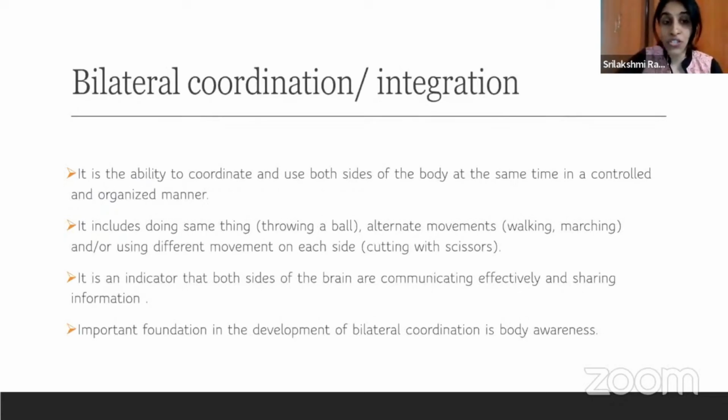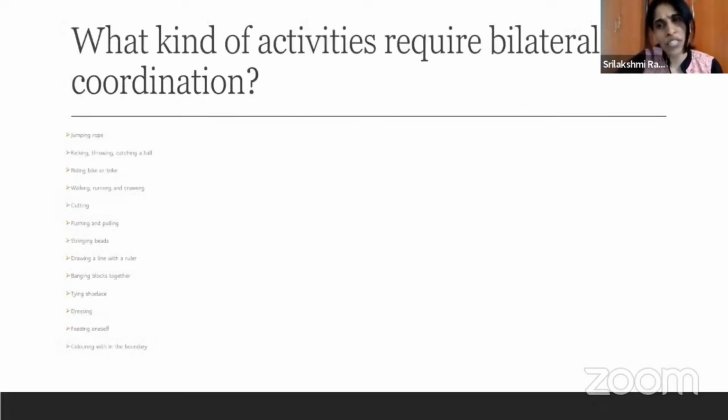Bilateral coordination or integration is the ability to coordinate and use both sides of the body at the same time in a controlled and organized manner. It includes doing the same thing, alternating movements, or using different movements on each side. It is an indicator that both sides of the brain are communicating effectively and sharing information well. An important foundation in the development of bilateral coordination is body awareness. So what kind of activities require bilateral coordination in a child?